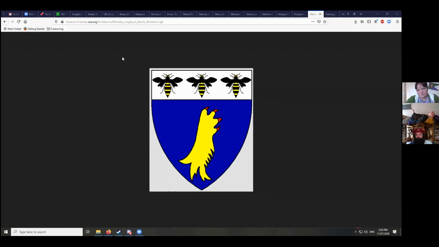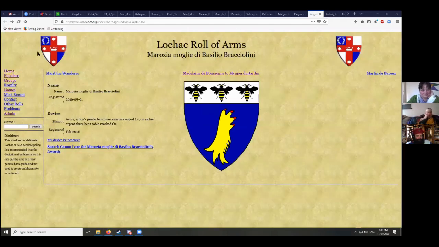So a tree proper has brown bark and green leaves. Mythical creatures, like what color is a unicorn? Having a unicorn proper is not going to fly, mate. Not even a Pegasus proper is going to fly. But here we go. We've got Azure, a lion's jamb bendwise sinister couped or. So it's meant to be more like this direction, along there, on a chief argent, three bees sable marked or.